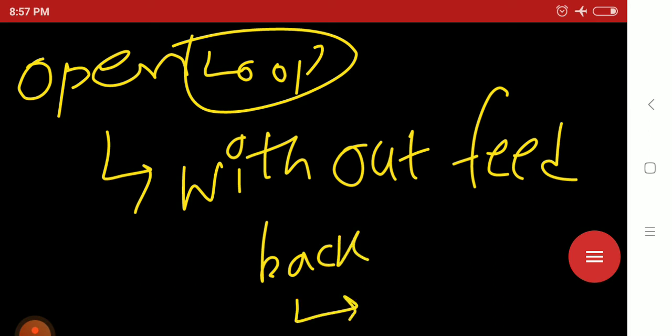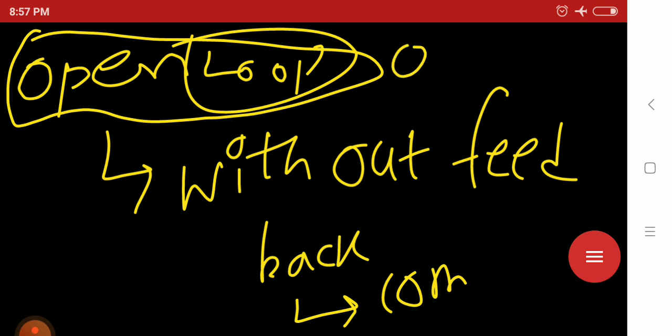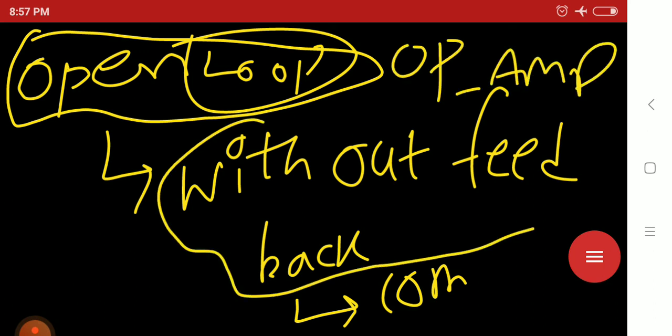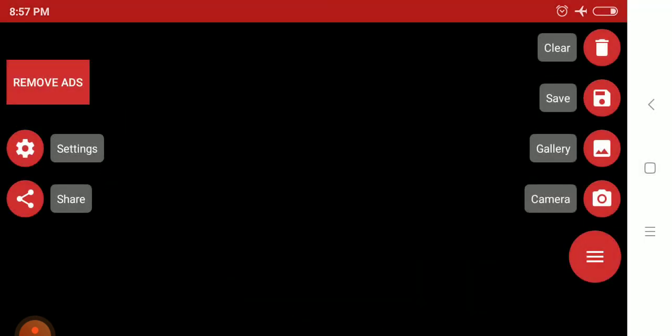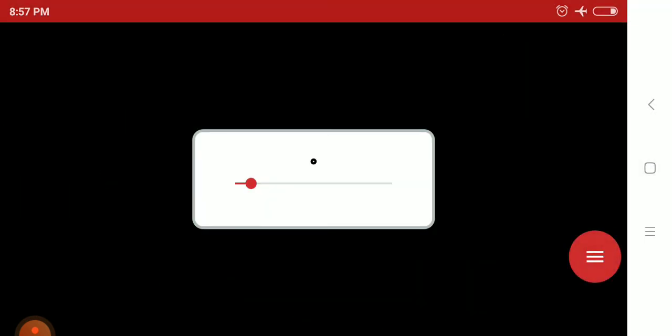Without feedback, what kind of operation can we do with the help of an open loop op amp? Without feedback we can do comparison. So by the help of open loop op amp we can do comparison.